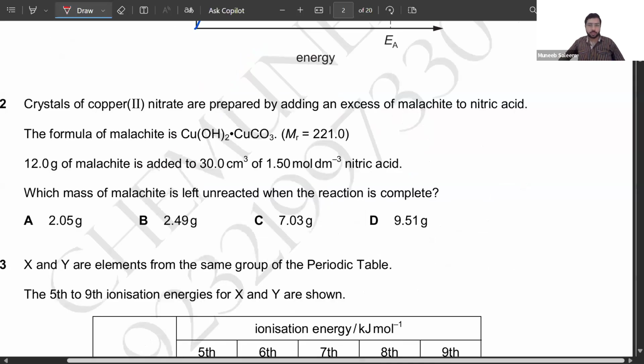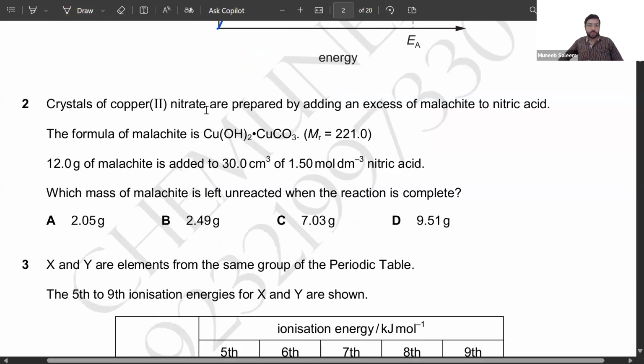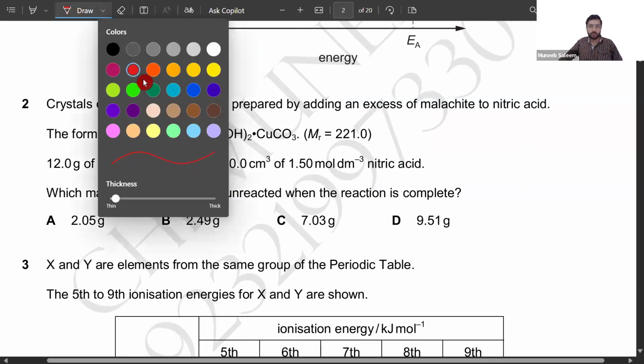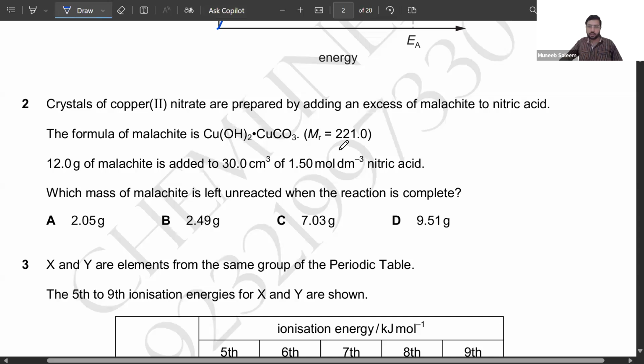Now the second question. The crystals of copper nitrate are prepared by reaction of malachite with nitric acid, and the malachite formula is given in this Mr. Along with that, we have the mass of malachite, which is added to this concentration and this volume of nitric acid. We have to determine the mass of the malachite which is left unreacted when the reaction is completed. All right, so for this purpose, first of all, we are supposed to convert the values of malachite and nitric acid into moles.